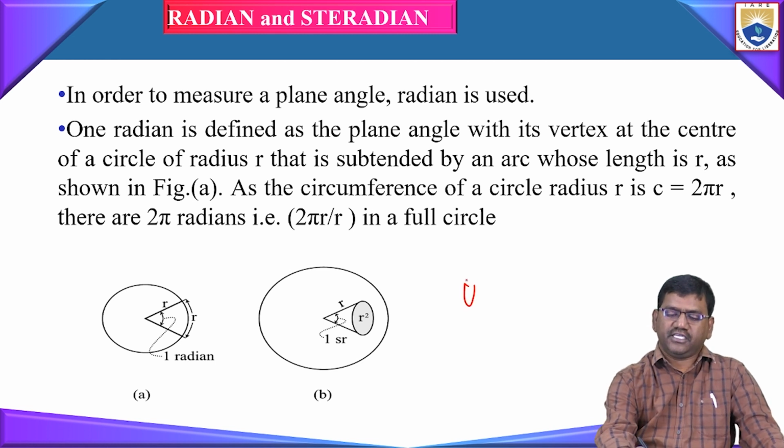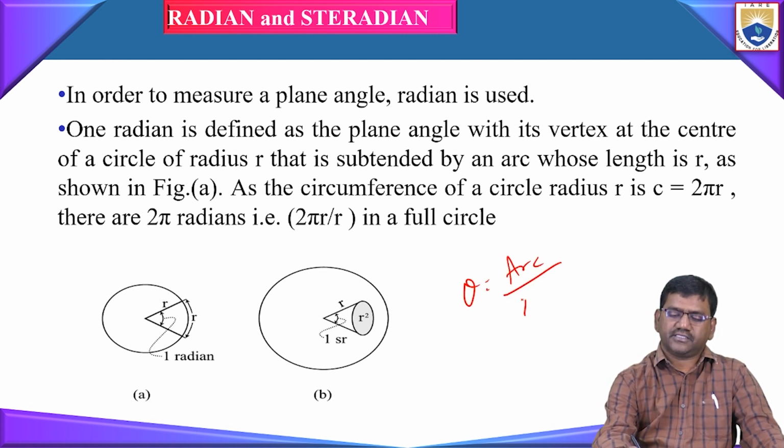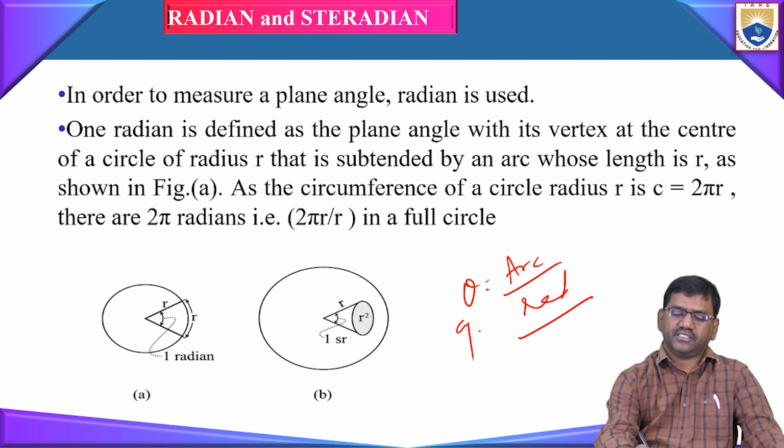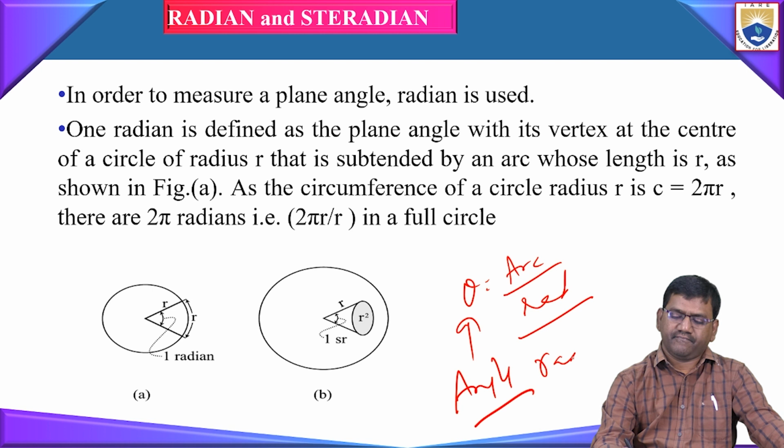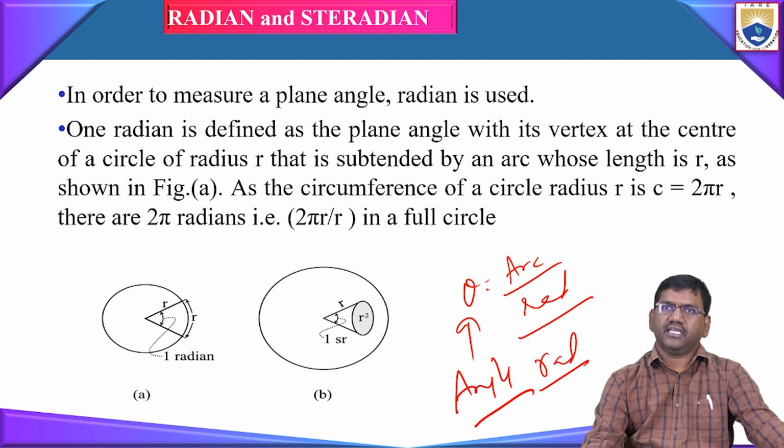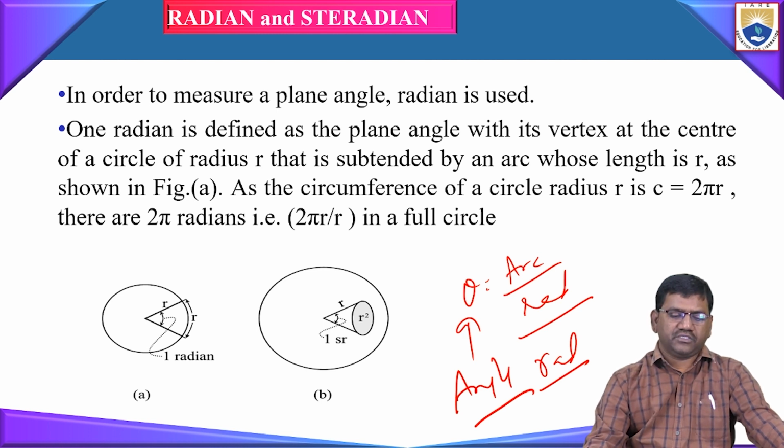We know that theta is equal to arc by radius. Theta represents an angle. The arc subtended to the radius gives the angle. The unit of angle is radian. So 1 radian is defined as the plane angle with its vertex at the center of a circle of radius r that is subtended by an arc whose length is r, as shown in the figure.